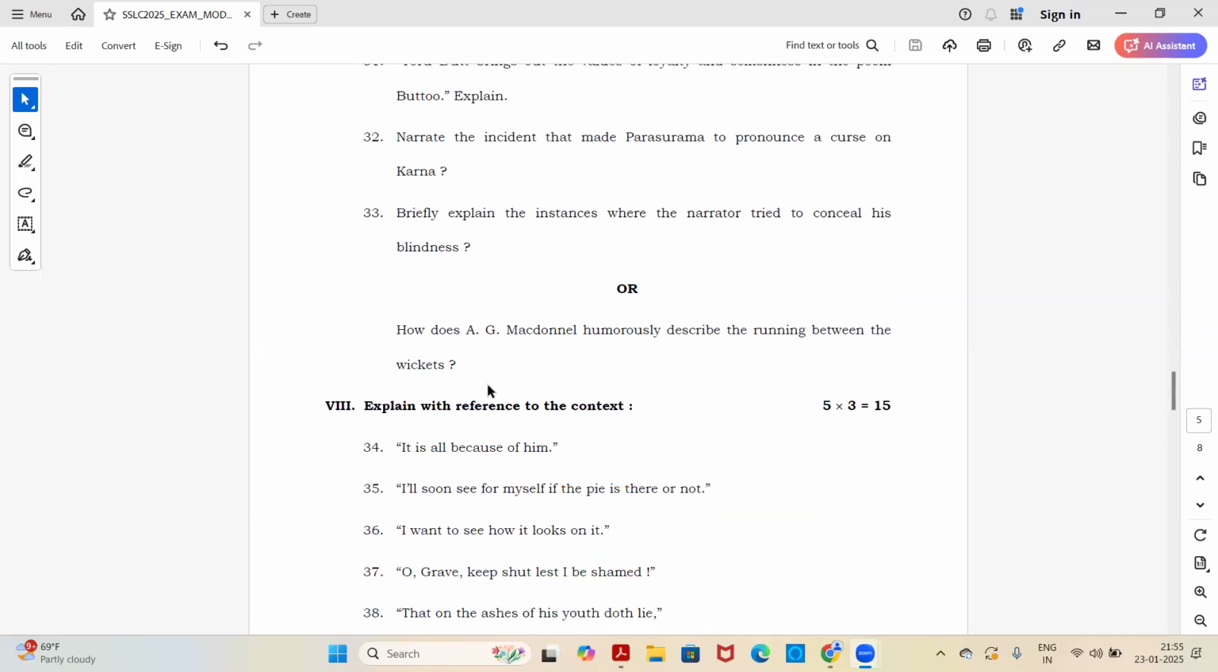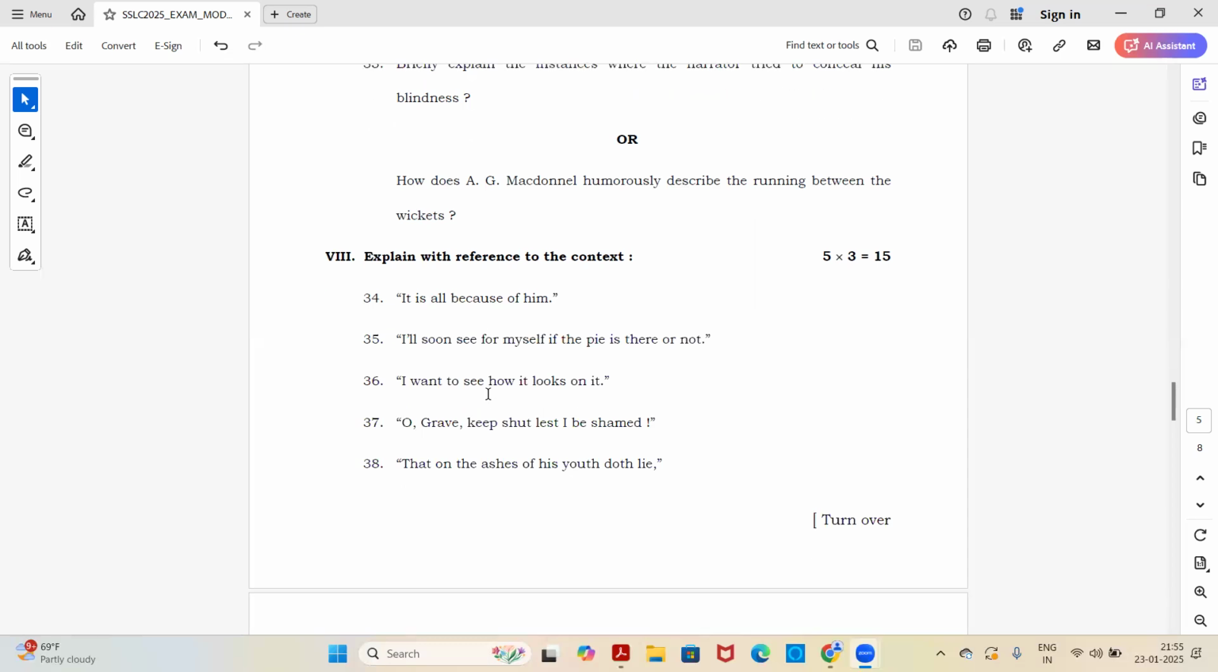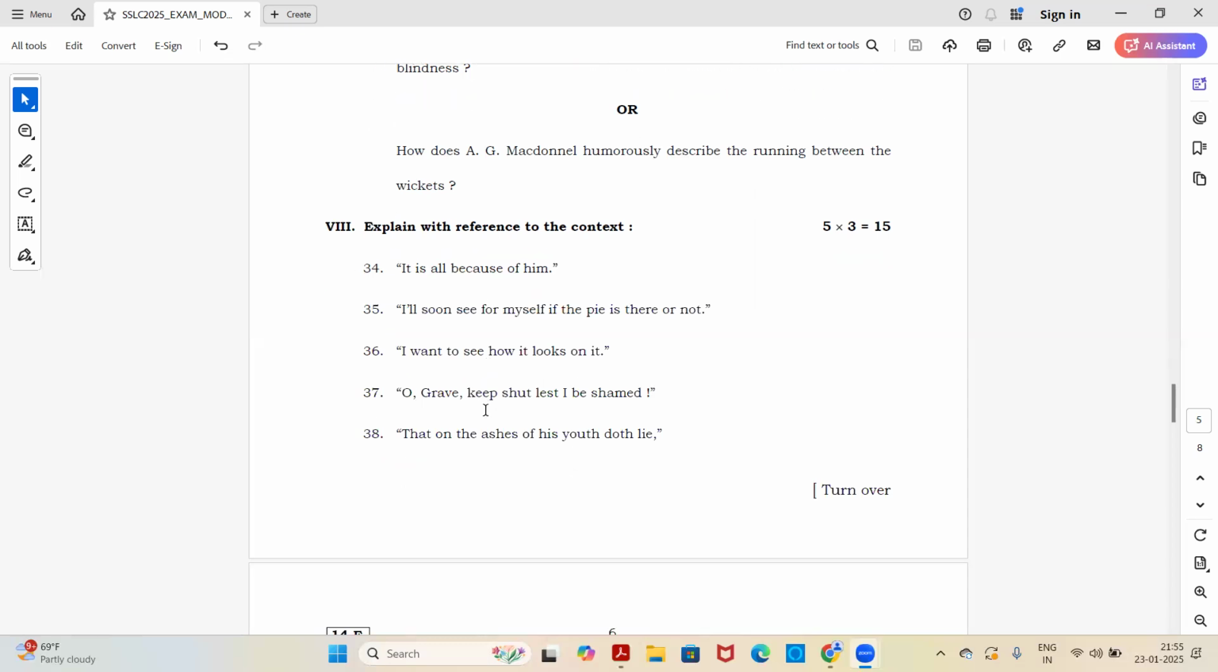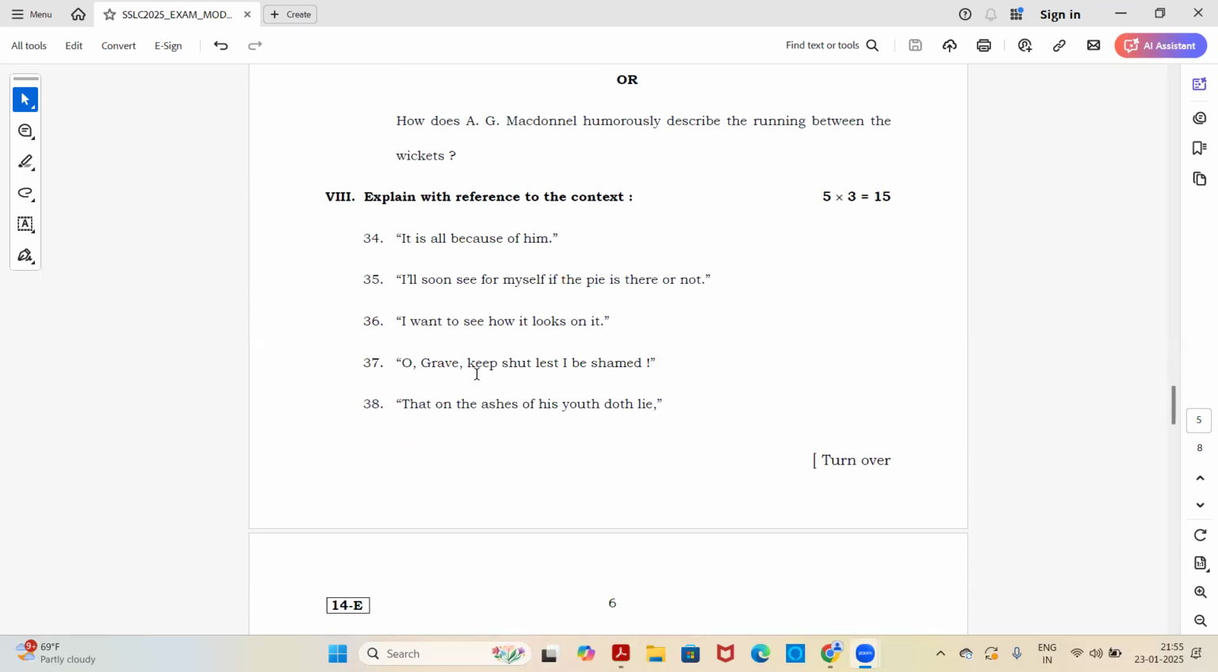Next, the important main again: explain with reference to context. You have 5 questions here, 3 marks each. It is all because of him. I'll soon see for myself if the pie is there or not. I want to see how it looks on it. Oh, grave, keep shut, lest I be shamed. That on the ashes of his youth doth lie.